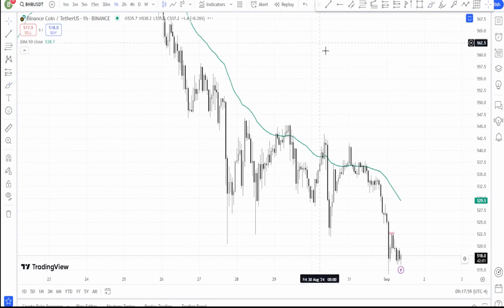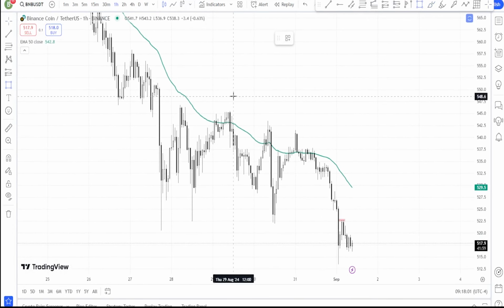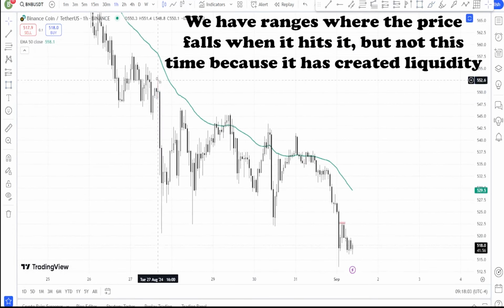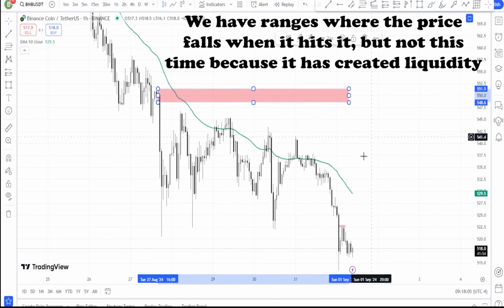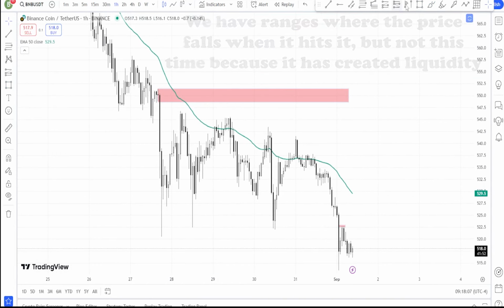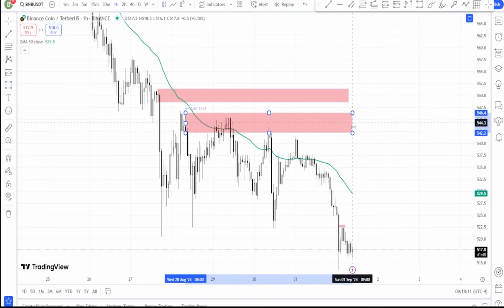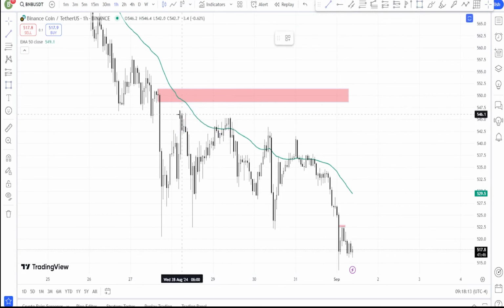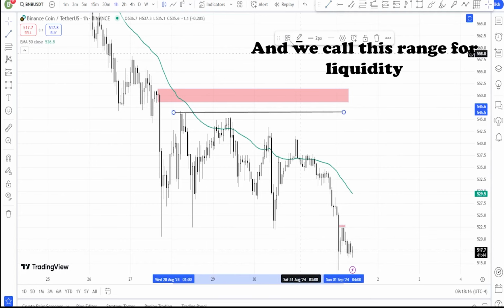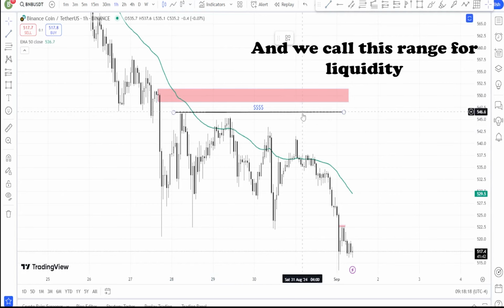EMA 50, Exponential Moving Average. The EMA 50 is a type of moving average that places more weight on recent price data, making it more responsive to price changes than a simple moving average, SMA. The EMA 50 is commonly used to identify the overall trend direction. If the price is above the EMA 50, it indicates an uptrend, while a price below the EMA 50 suggests a downtrend.